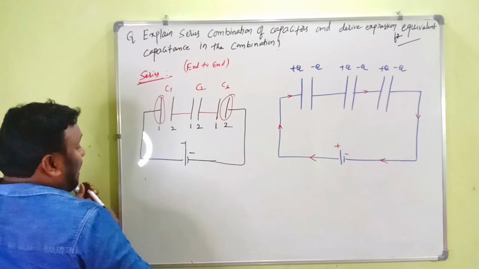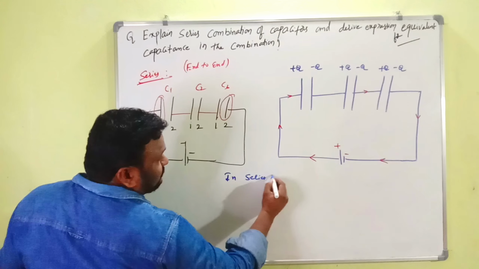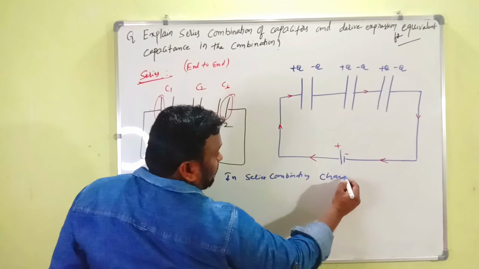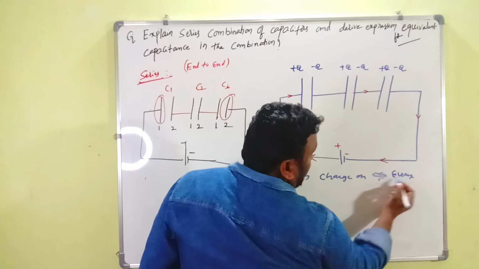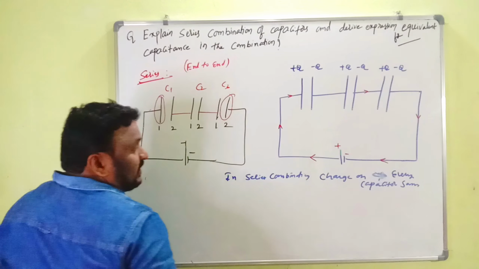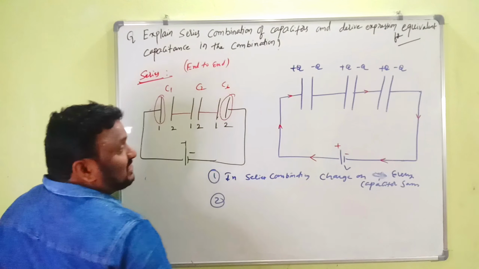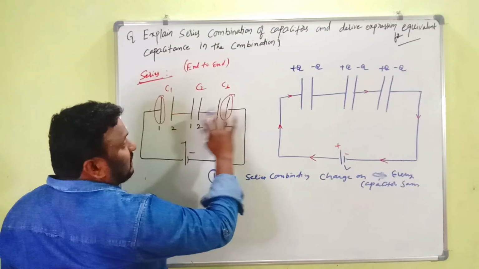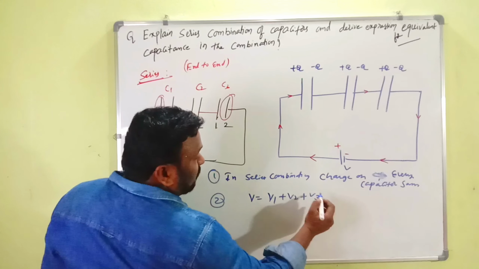And in this case you have to remember two most important points. In series combination, charge on every capacitor is same. Charge on every capacitor is same. That is what you have to remember. And the next thing is the potential supplied by the battery should be equal to the potential across all the capacitors. Simply, I am writing like this: V is equal to V1 plus V2 plus V3.